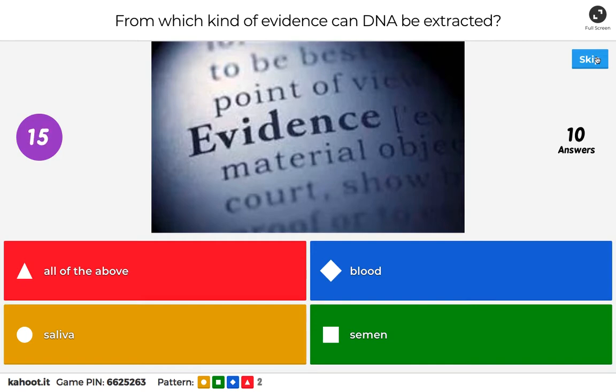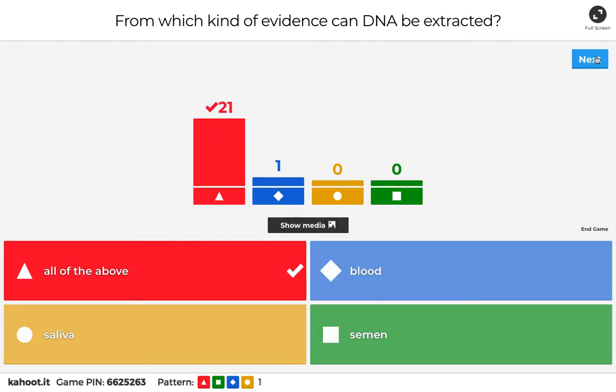So what can we use to get DNA? Good, all of them. Now, guys, they don't do that at the crime scene, though. They take it back, and they do PCR, then they'll do analysis.